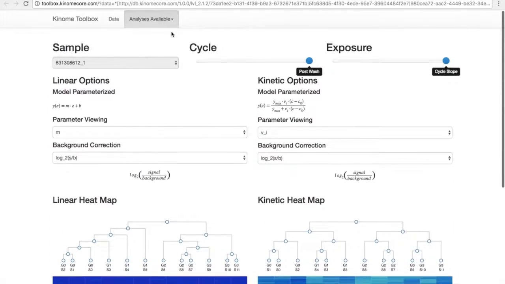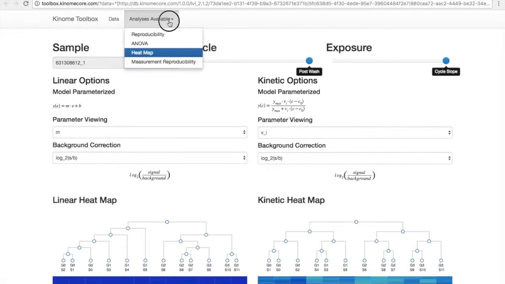And if we go ahead and look at all of these other analyses, we'll find similar results, with the background normalization generally improving the overall look of the data for the Kinome Toolbox.